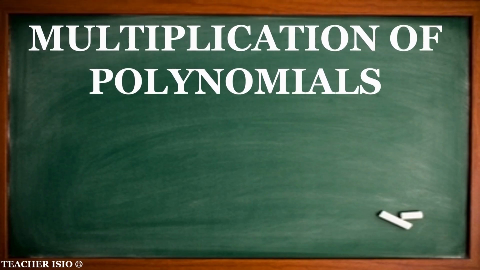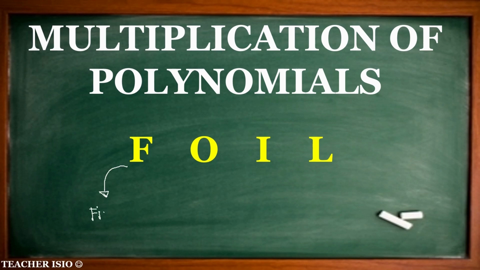Again, we're going to talk about multiplication of polynomials using FOIL method. So FOIL method stands for, ito yung gagawin natin. F stands for first. O stands for outer. I stands for inner. And then L stands for last.